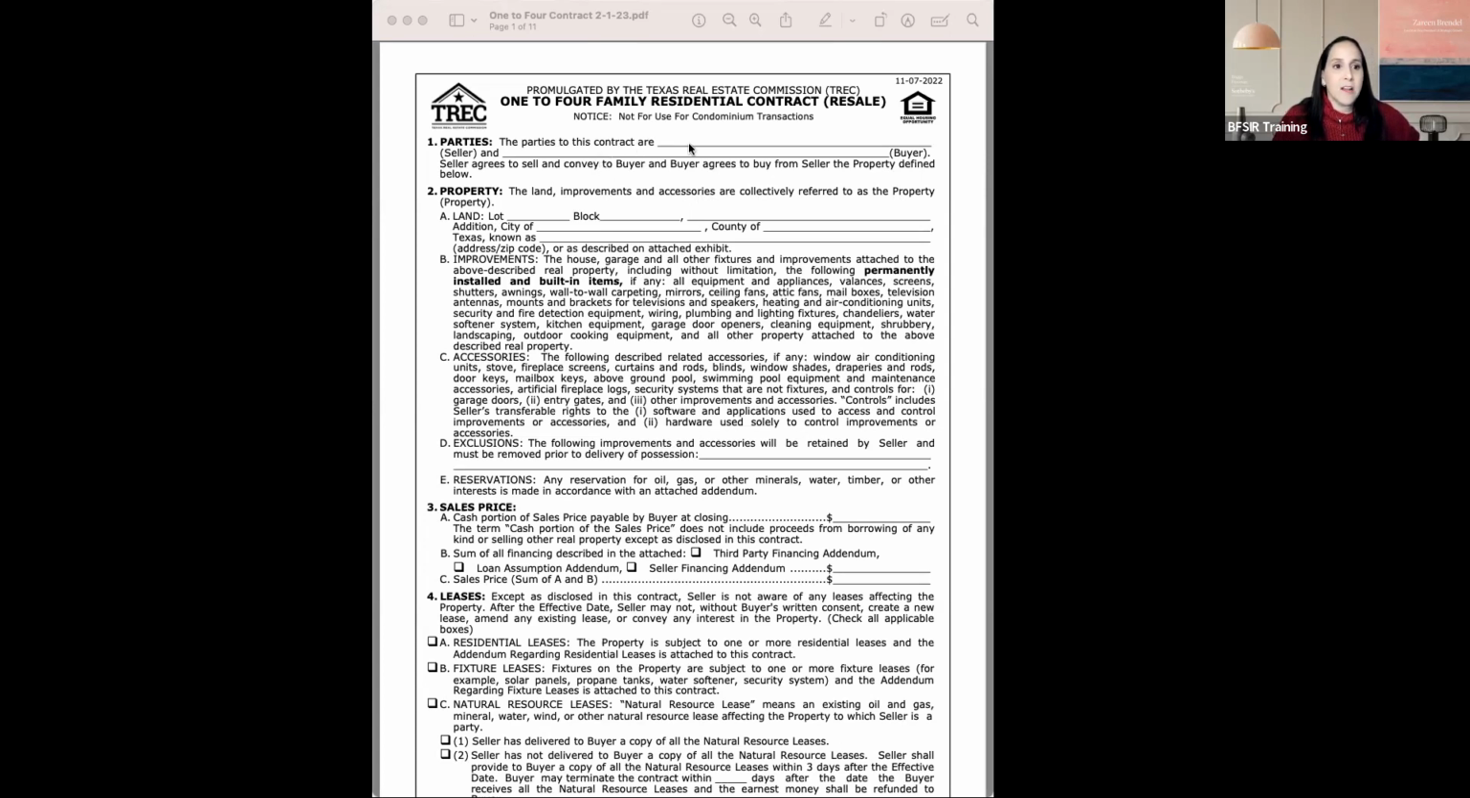Parties to this contract are blank and blank. Obviously, if the listing agent hasn't told you who the seller is, you can look it up in the county tax records to put that in there. On the listing side, I always tell you guys, if you're not 100% sure who the seller is, or it's an estate, or it was inherited or something like that, I always encourage you to go to the title company, ask me and Randy to help you.